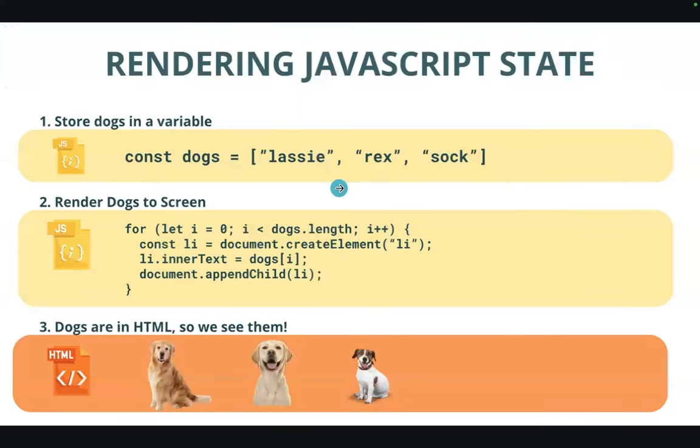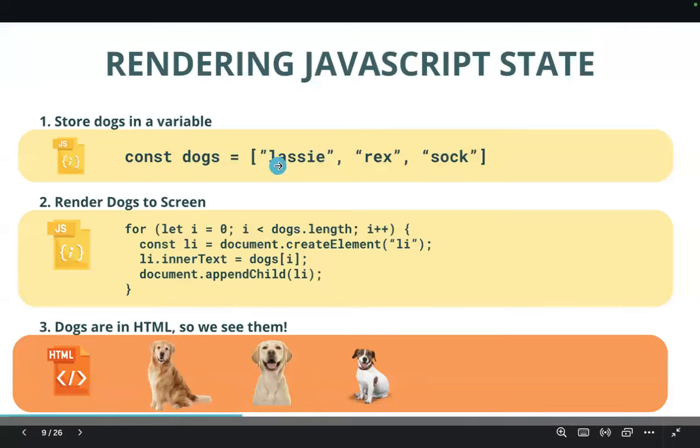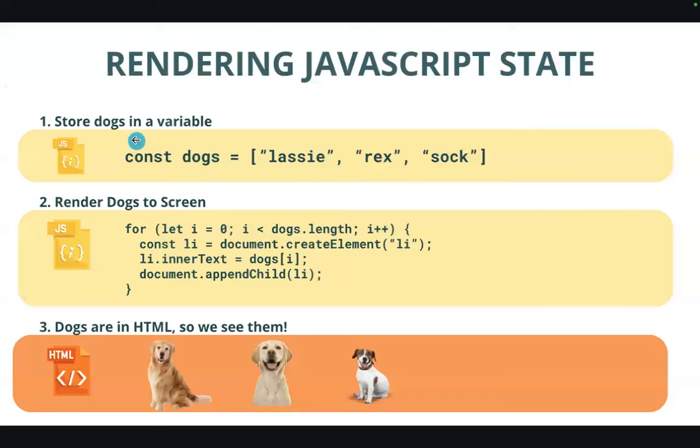So I meant to break this slide up into a few, but it's okay. We're gonna walk through this step by step. So far, you've probably seen rendering, storing some state in JavaScript and then rendering that state to HTML. And this is the process that you would do by default.